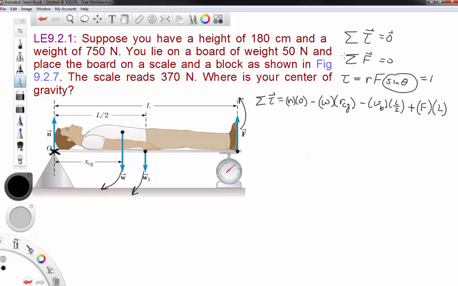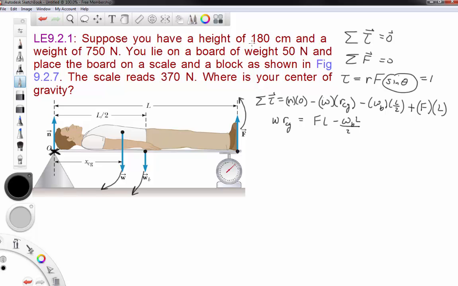So if we combine this condition and this condition, what you basically end up with is that the weight times the center of gravity distance is equal to the force from the scale times the length, minus the weight of the board times the length over 2. So that is our torques equation. And let's see if we have numbers that we can plug in for each of these things.